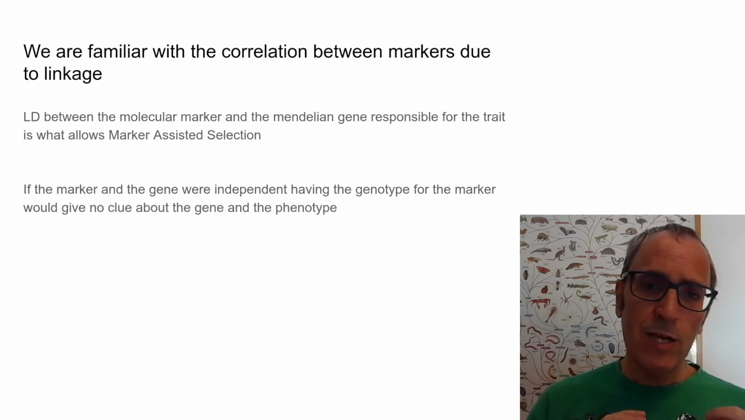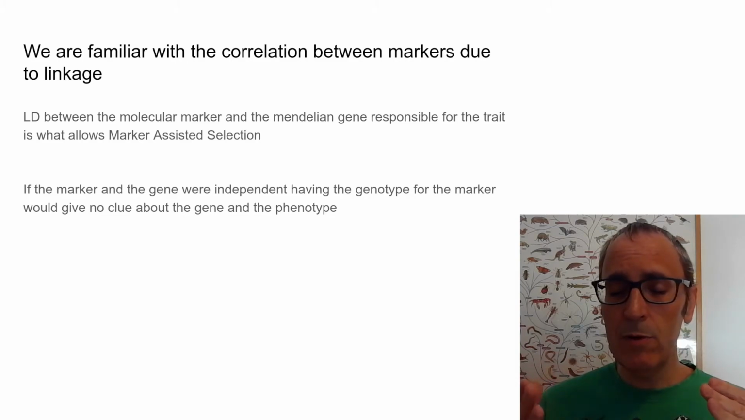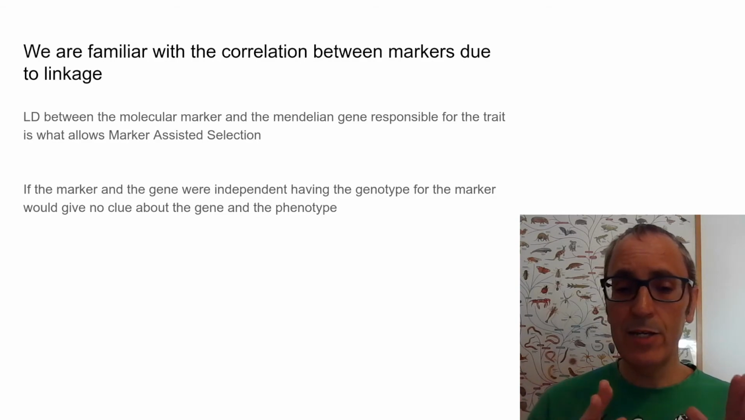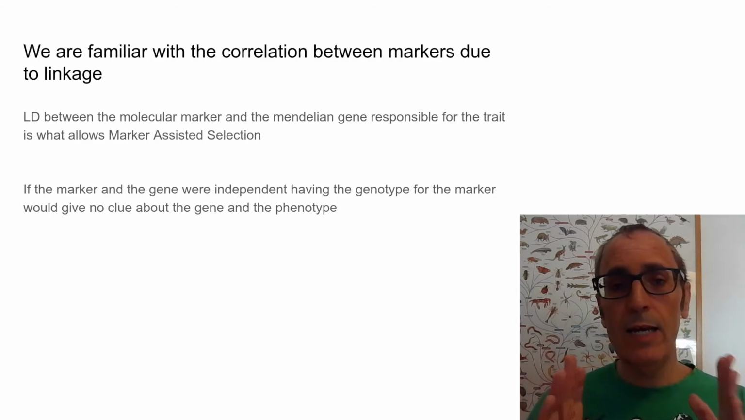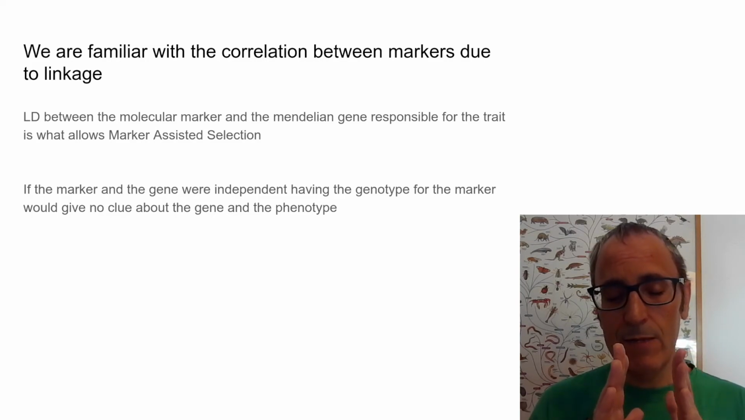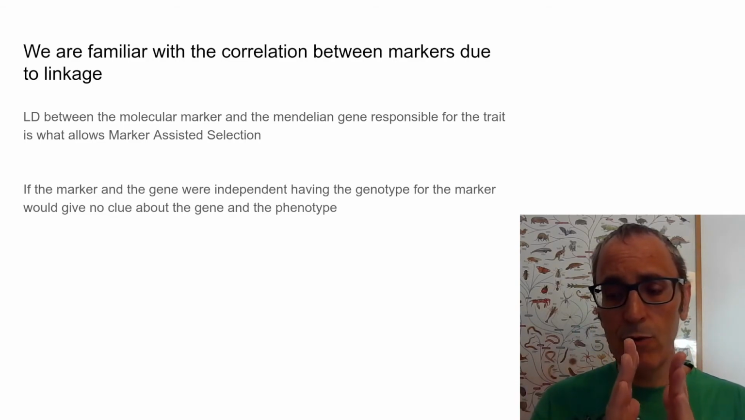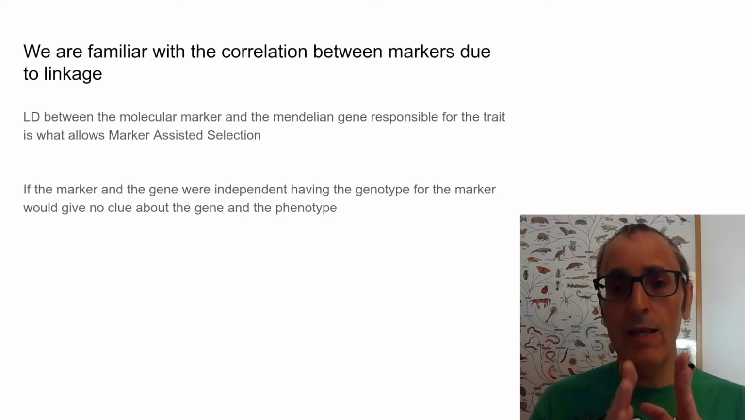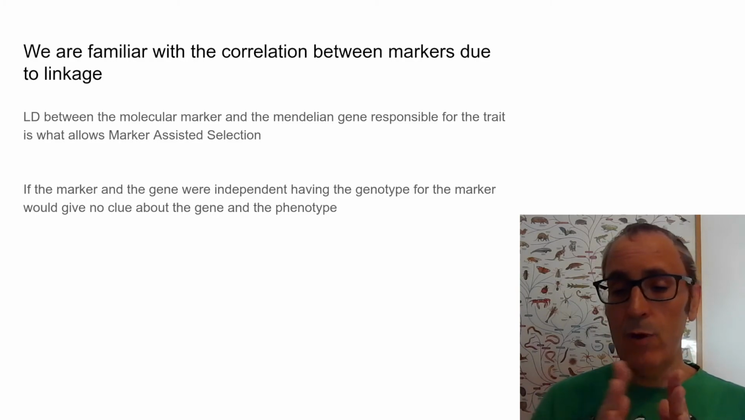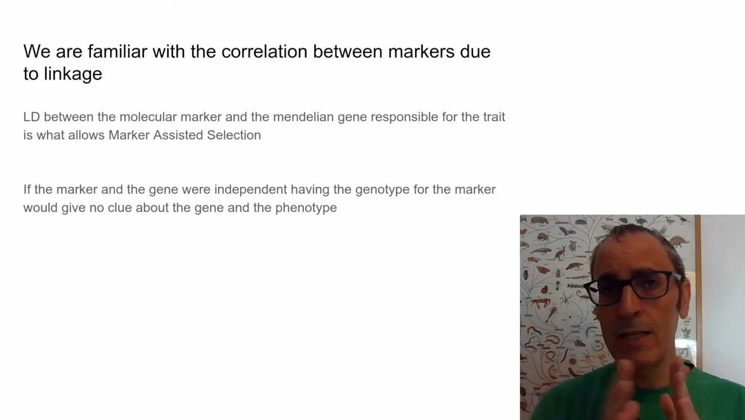Why are loci in equilibrium? Ultimately, they are in equilibrium or disequilibrium because we have linkage. Okay, so since we have linkage, there's a tendency that the markers that are close will have genotypes that are highly correlated, and when we go far away, the genotypes will be less and less correlated.